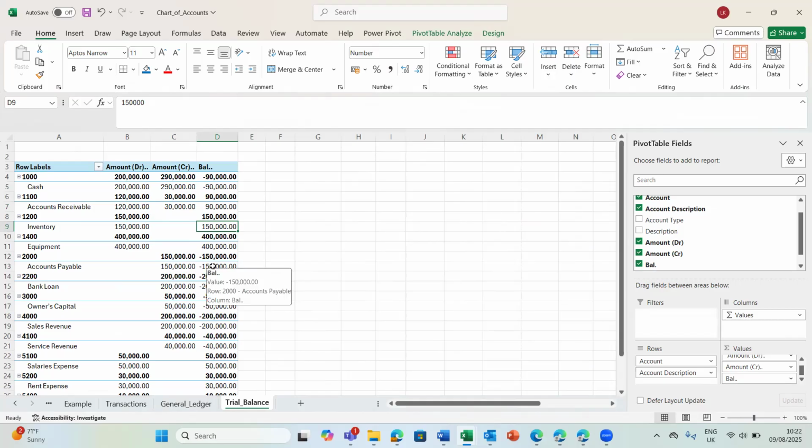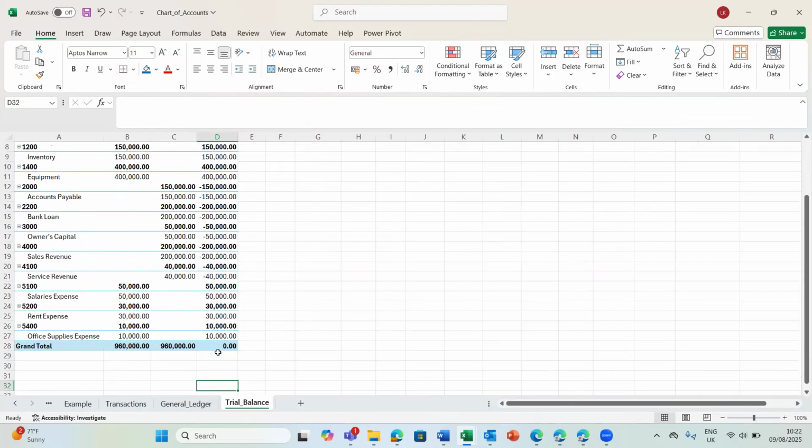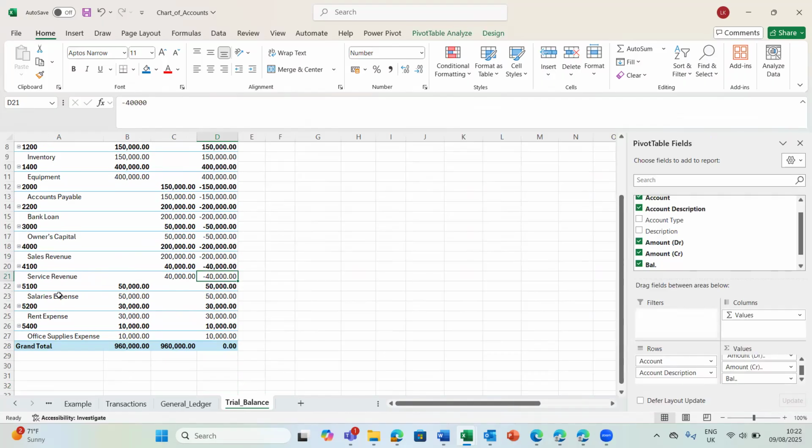And then you have accounts payable, short-term liabilities, and then a bank loan of 200,000. The owners of the business put in 50,000. There's a sales revenue of 200,000, service revenue of 40,000, salaries 50,000, rentals 30,000, and office supplies 10,000.